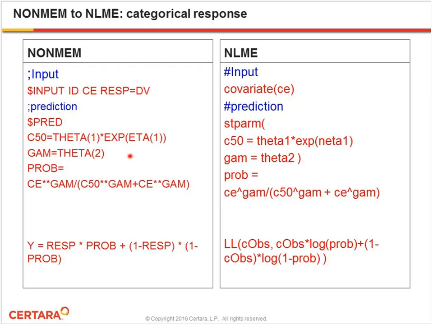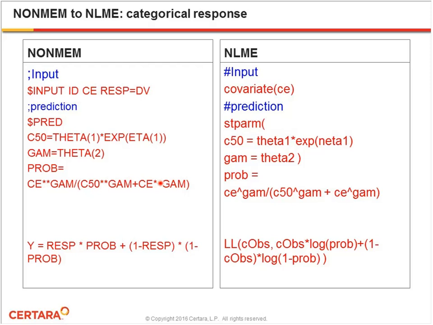And then we define the probability, and the probability is defined like a PD model with an Emax model. So the probability is CE, the concentration raised to gamma, divided by C50 raised to gamma plus CE raised to gamma. So this is a probability calculation.